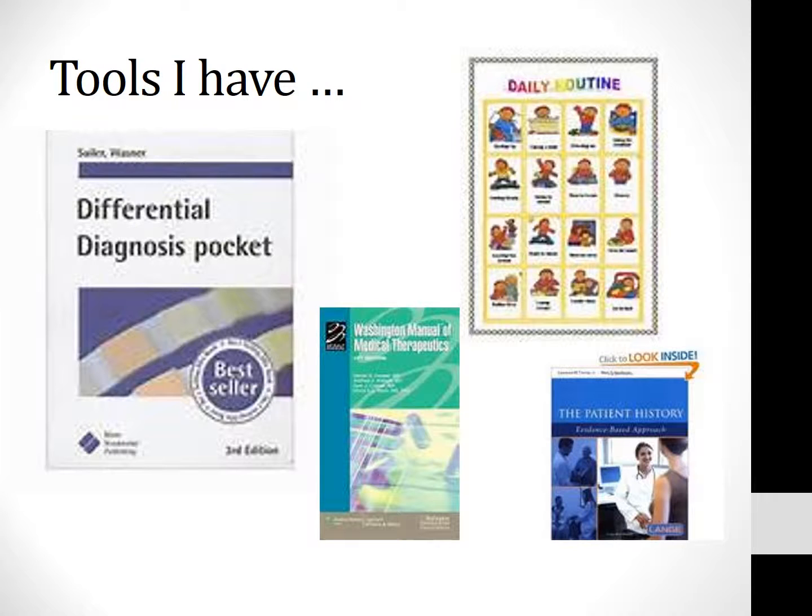These are some of the things that I use as tools to help me rule out different differentials. I have a little book I keep in my pocket. It's called the Differential Diagnosis Pocket Book. And it's very helpful to help me think of things that are more like the zebras, the things that you may not just automatically think of.